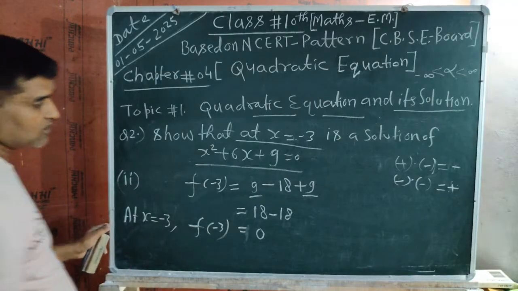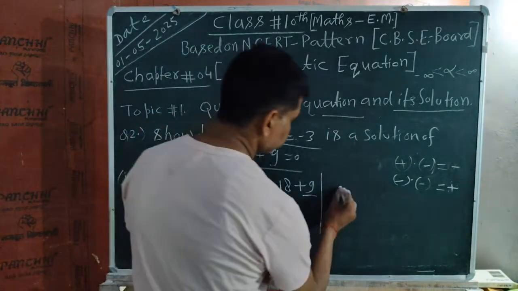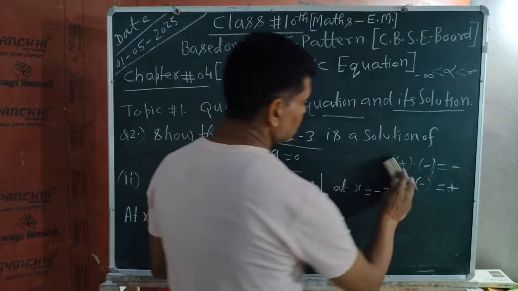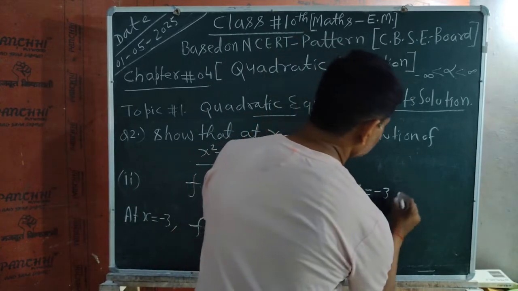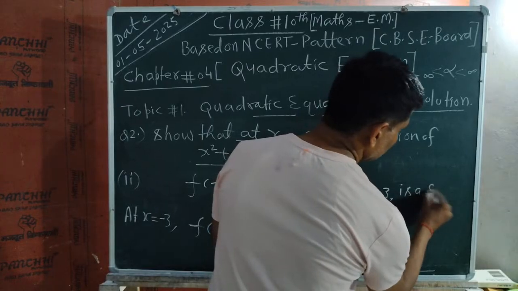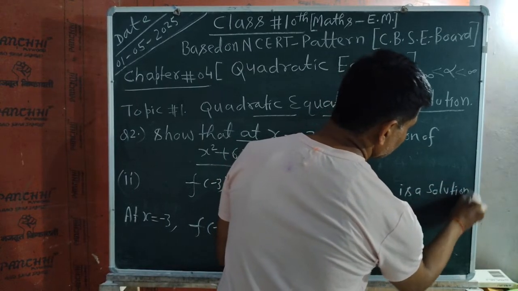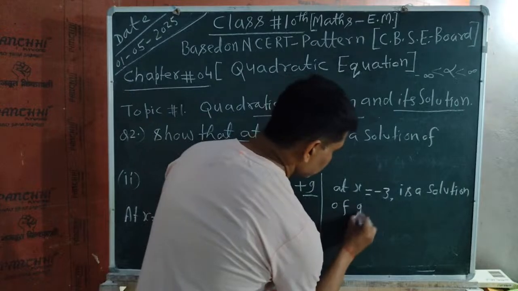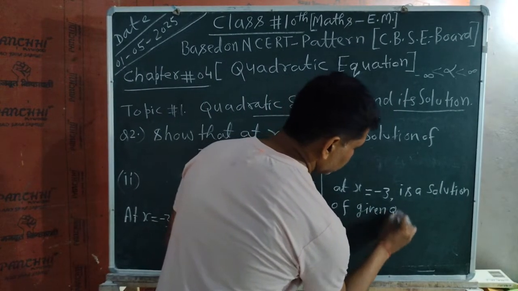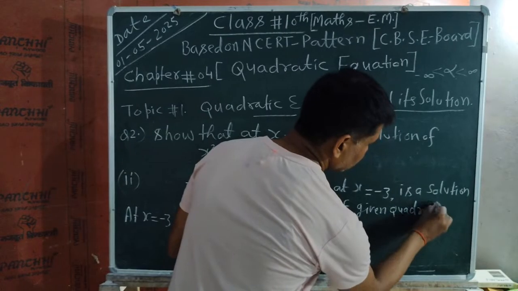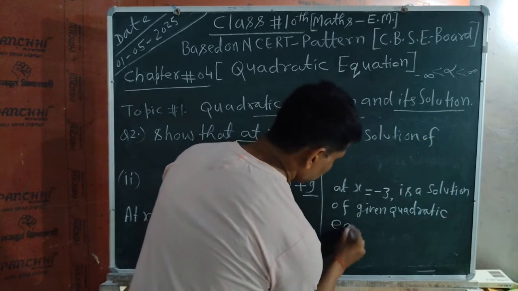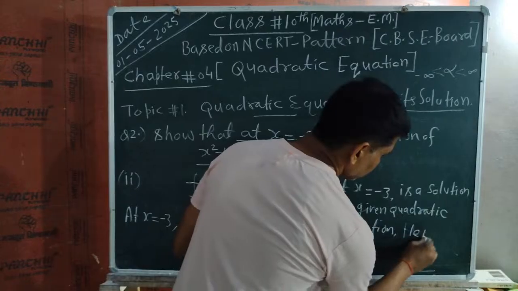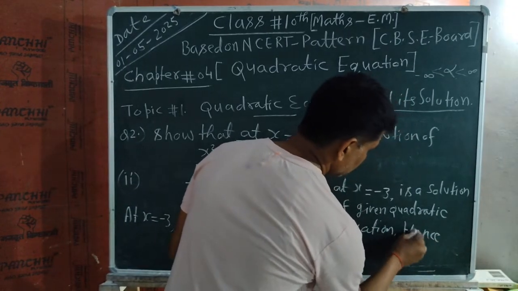Okay student, so here I will write one piece of information: x is equal to minus 3 is a solution of the given quadratic equation. Therefore I will say hence proved.